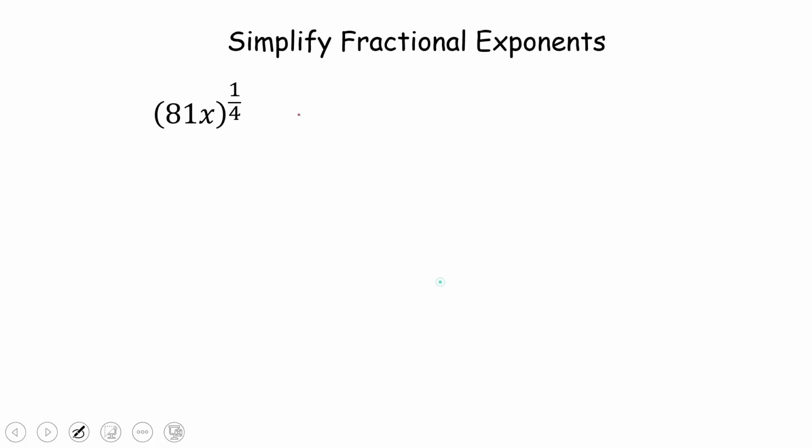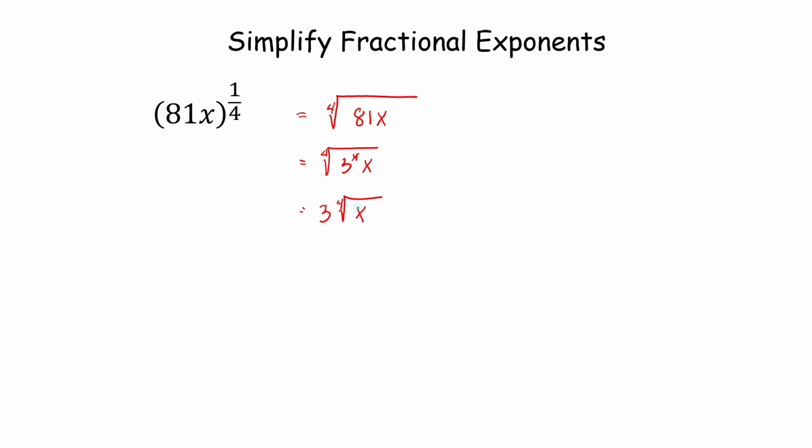Let's try first to just convert this into radical. This is equal to the fourth root of 81x. Now 81 is a perfect fourth power. I mean, we can express 81 as 3 raised to 4, right? So that means we can simplify that 3 raised to 4, and that gives us 3 times the fourth root of x. And that will be the final answer. So go to the next one.